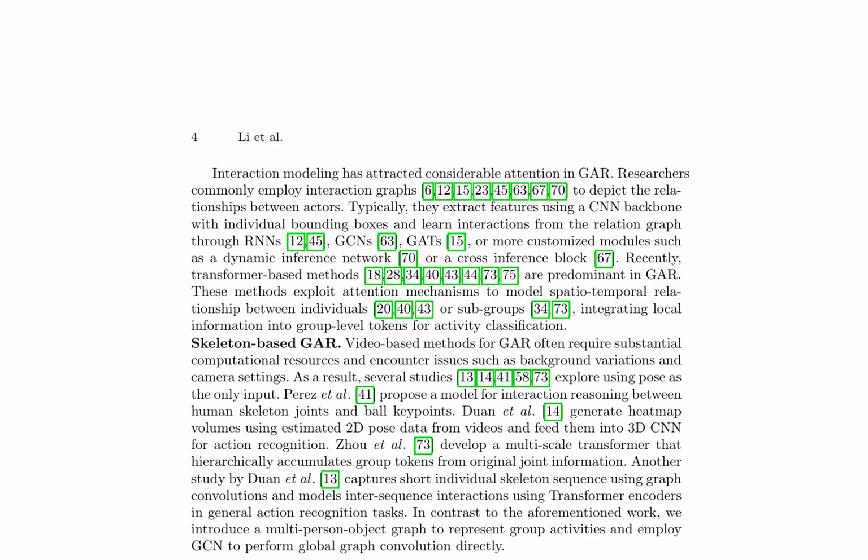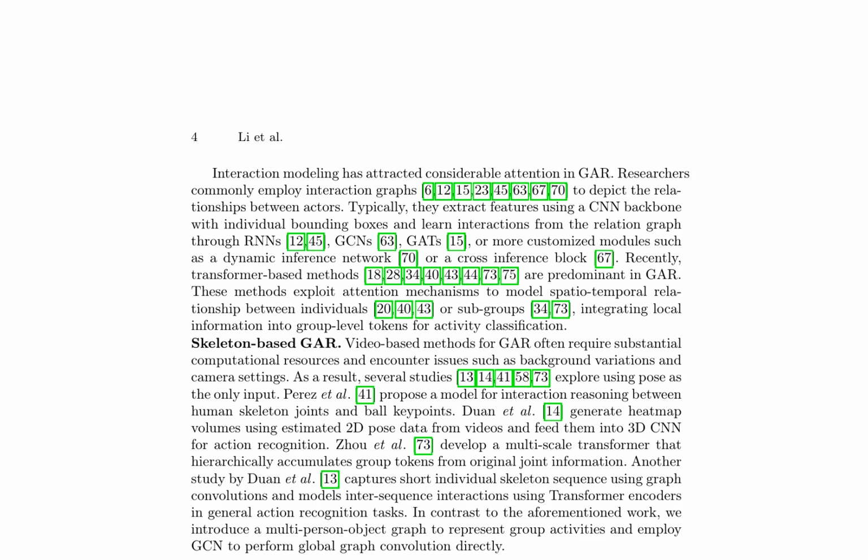In group activity recognition, GAR, interaction modeling is crucial for accurately depicting relationships between actors. Interaction graphs provide a visual representation of these relationships, facilitating the extraction of features and learning of interactions. However, in skeleton-based GAR, computational requirements and background variations necessitate efficient methods. Graph Convolutional Networks, GCNs, have been applied to skeleton sequences, particularly in multi-person scenarios, to model interactive relations for recognition.